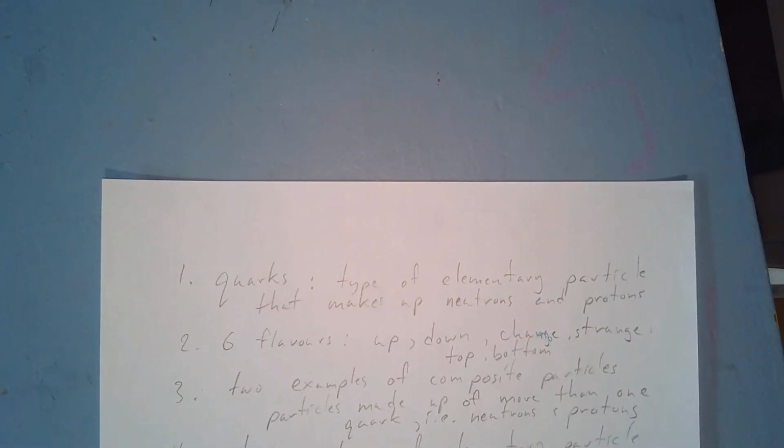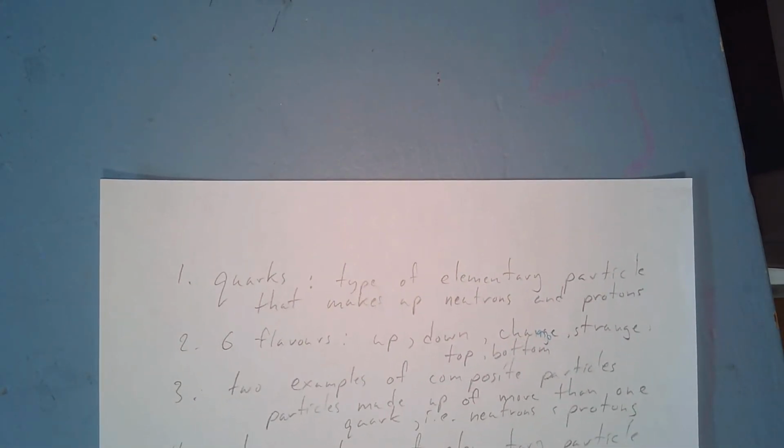Two examples of composite particles. A composite particle is a particle made up of more than one quark. So the examples here would be neutrons and protons. You have to think of quarks as the particles that make up the neutrons and the protons. Remember, the neutrons and the protons are the particles that make up the nucleus within an atom, and they basically give the atom its mass.